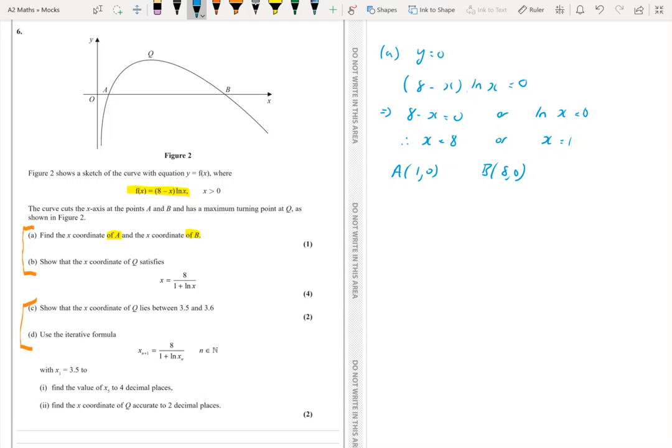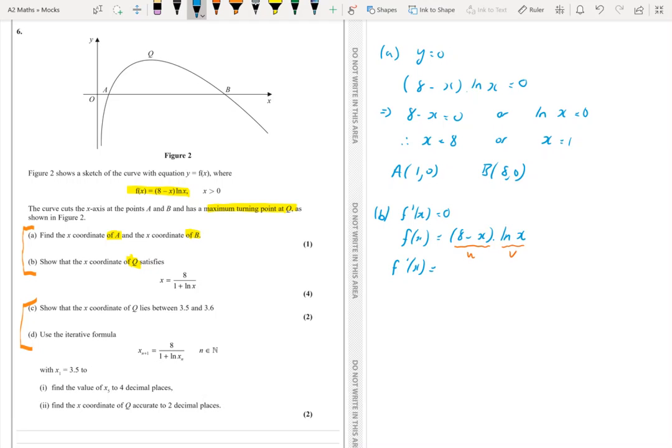Okay, not very generous, 1 mark for that. Part B, show that the x-coordinate of Q satisfies this equation. And we're told earlier Q is a turning point on this graph. So for a turning point, we want f dash of x equals 0. So we need to differentiate the function f. And if we look at f again, we can see it's a product of 8 minus x multiplied by ln x. So we're going to use the product rule when we differentiate it: u dash v plus uv dash. So we've got u as the first function and v is the second one.